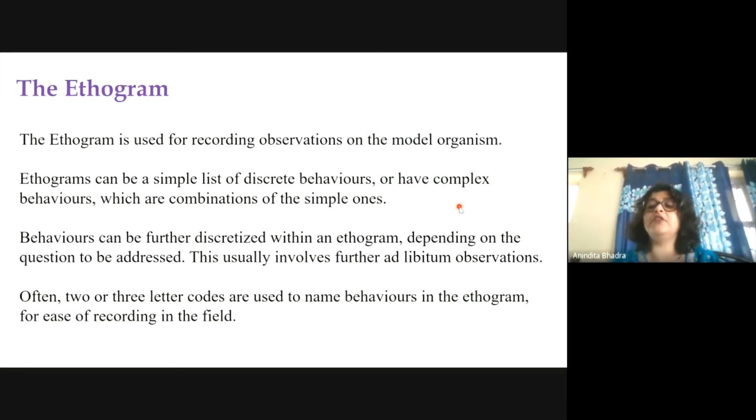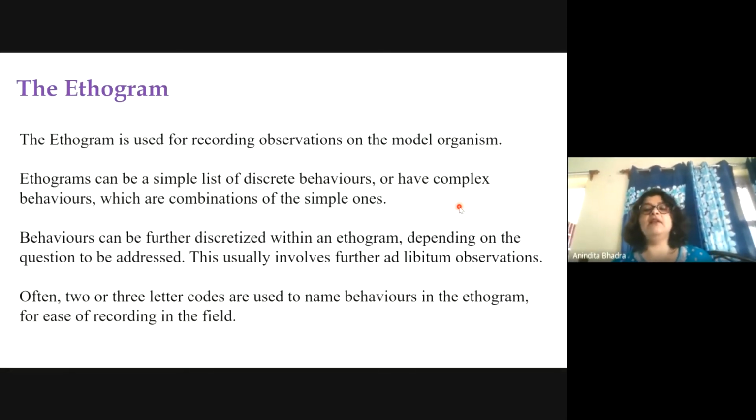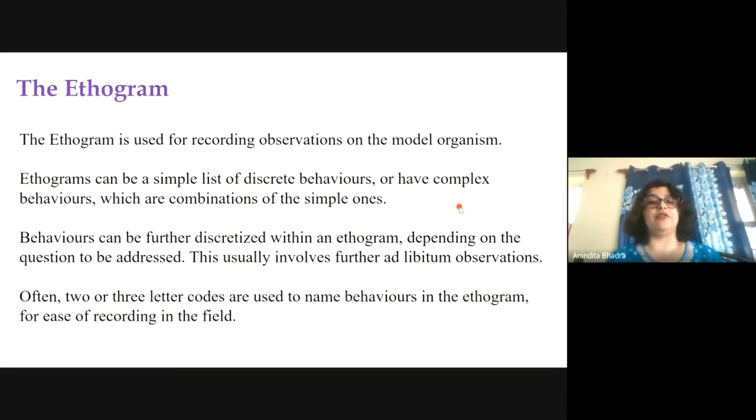And often in ethograms, what people do is, instead of writing a full word for a behavior, we often give a code. So a walk can be a WK or a WA, vocalization can be a VO, so on and so forth. And you use these short codes for fast recording of observations in the field. Any questions up to here?